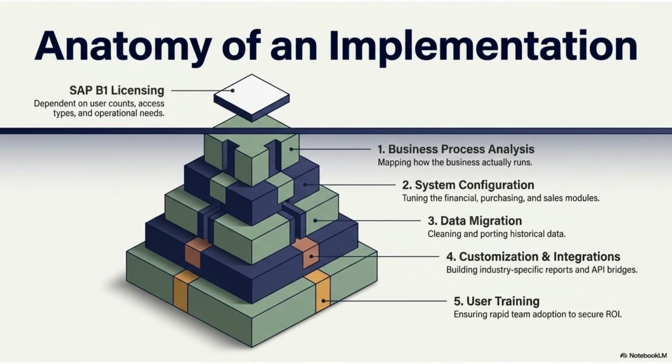The anatomy of an implementation is built upon 5 layers: business process analysis, system configuration, data migration, customization and integrations, and finally, user training to ensure adoption and security of your investment.